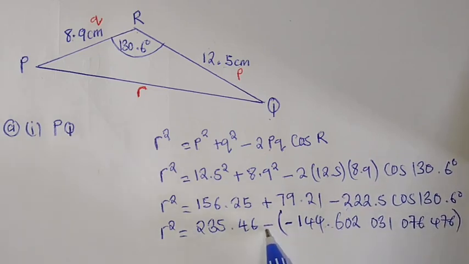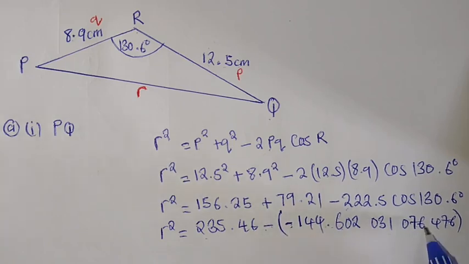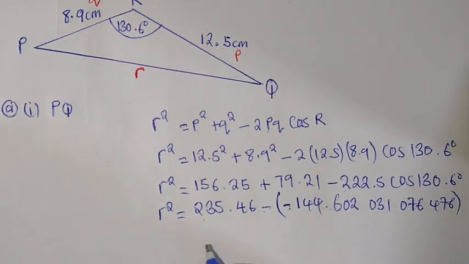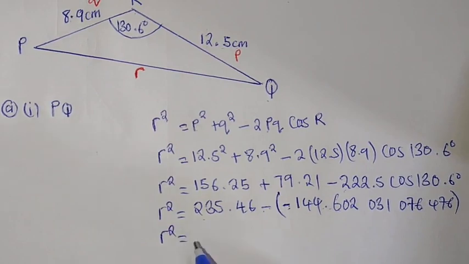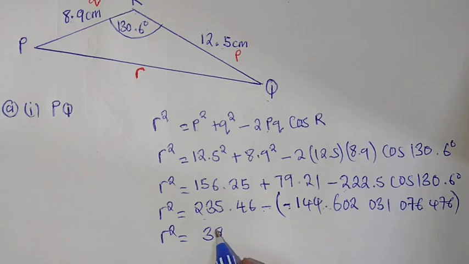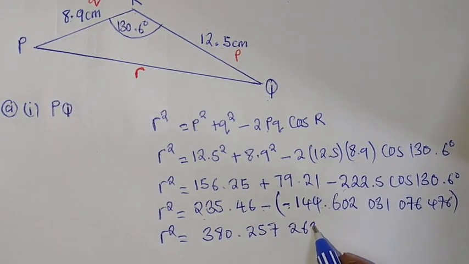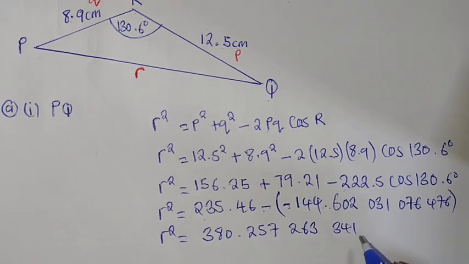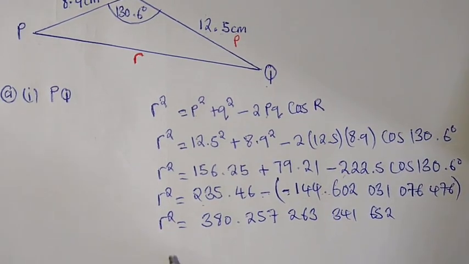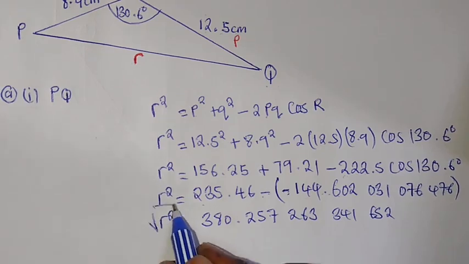Now there's a negative, so it's a plus. So add 235.46, negative negative is positive, plus this value. You're going to have r squared equal to 380.257263341652. Now remember this one is r squared, so you need to find the value of r, for which you are going to introduce a square root.